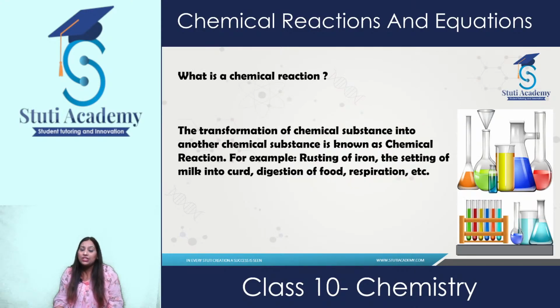What is a chemical reaction? How can we define it? When two or more substances chemically combine together, they result in the formation of a new chemical substance. This type of transformation is known as a chemical reaction. For example, as I told you, rusting of iron. Just keep an iron object outside, and after a few days you'll observe that the color of the iron changes. No magic occurs. It's due to a chemical reaction which takes place.